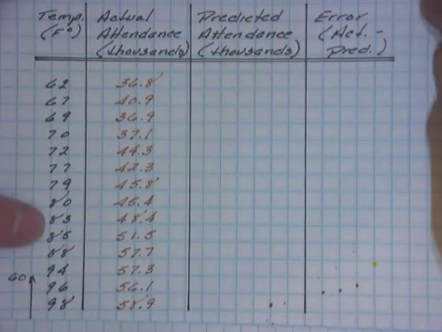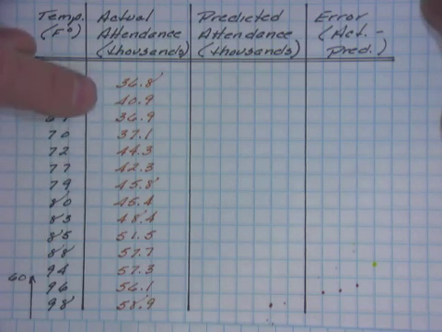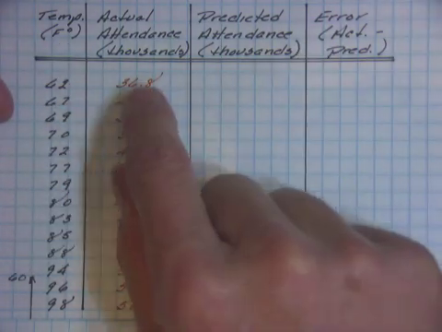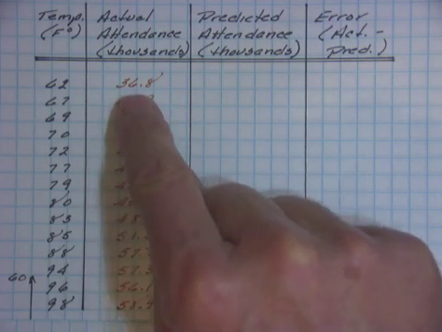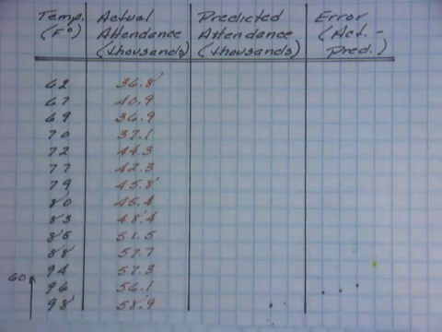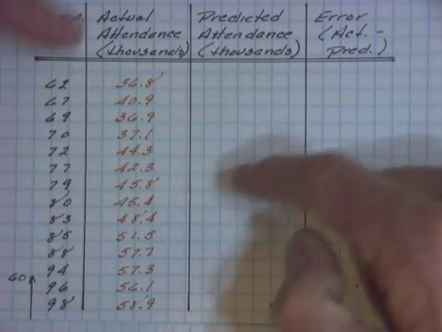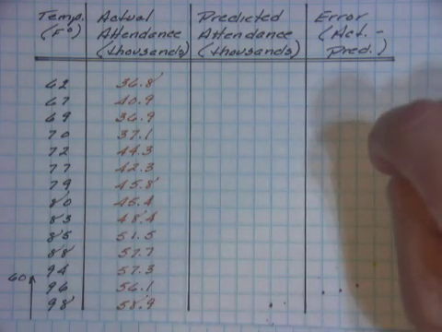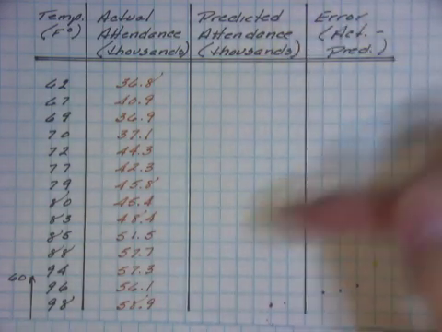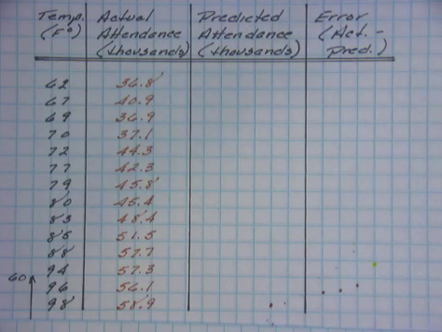So here are the temperatures and here's the attendance. Now, these are the attendance in thousands. So if you see 36.8, that really means 36,800 people. And what we want to do is we're going to plot this, we're going to draw a best fit line, and then we're going to calculate the equation of that best fit line. Notice I've got two additional columns, and I'll be explaining that in just a minute.